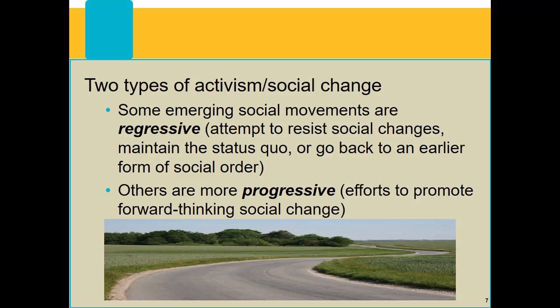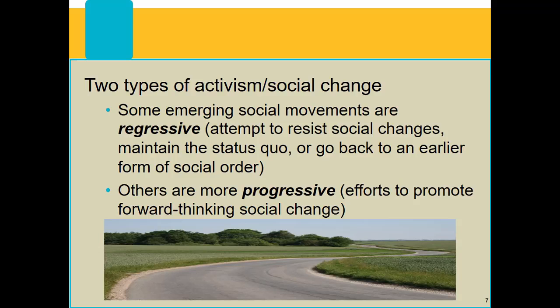Now, there are two types of activism, or social change, if you will. We have regressive activism or movements and progressive activism or movements. So some social movements are regressive in that they resist social change, they attempt to maintain the status quo, or they tend to go back to an earlier form of social order.